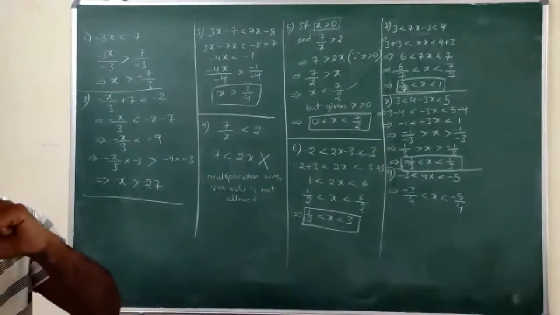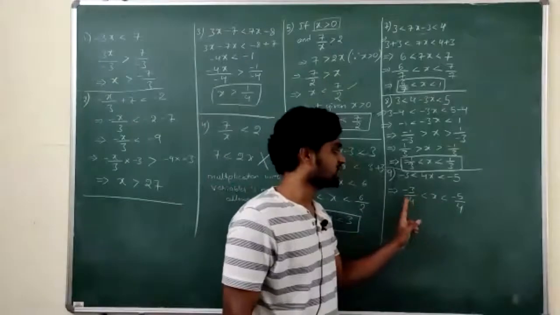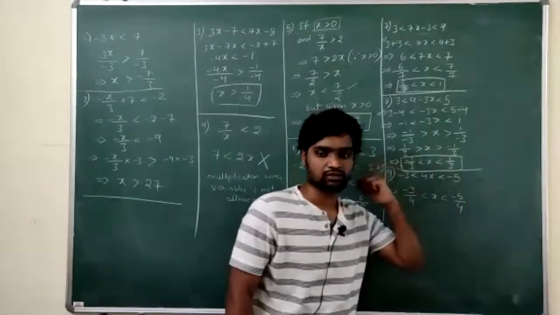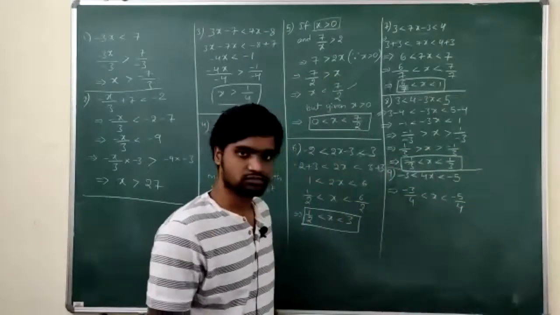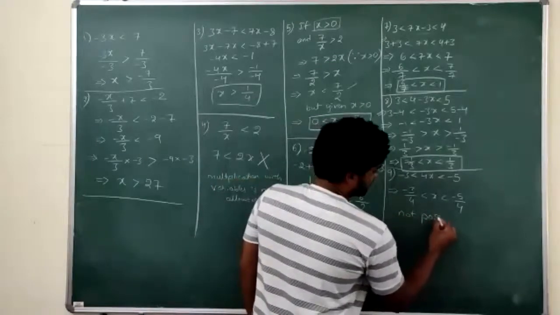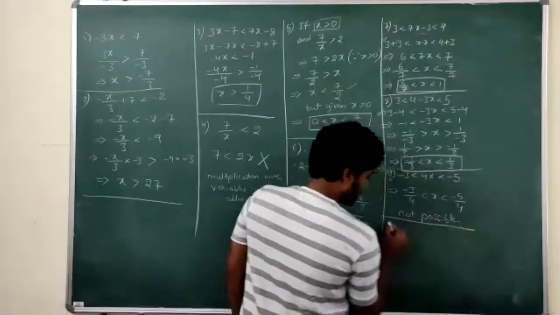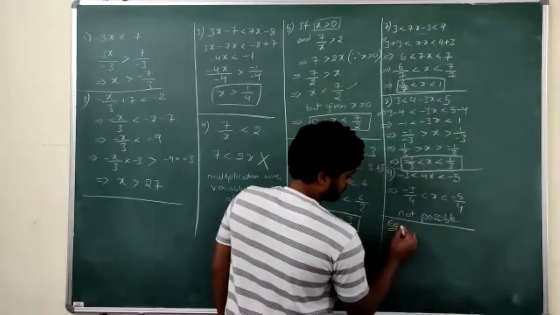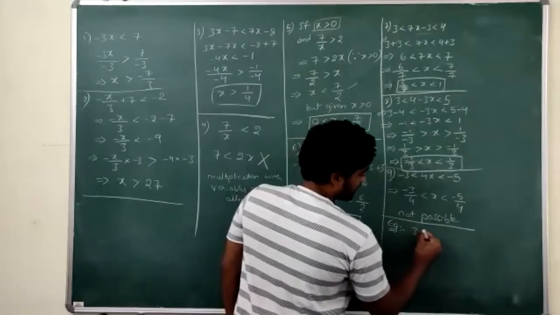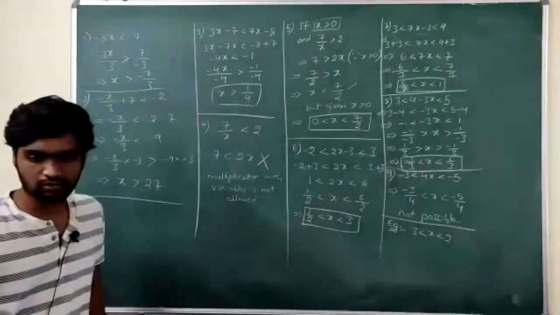Minus 3 by 4 is greater. That is the correct answer. But x is greater than the greater number but less than the smaller number. Is that even possible? Not possible. I'll give you another example with simple numbers. If I say 3 is less than x less than 2, is that even possible?